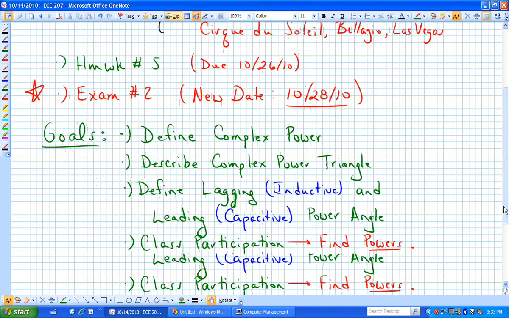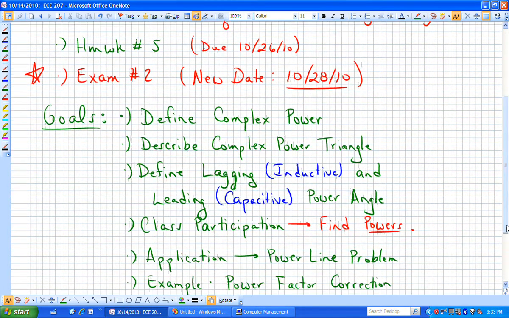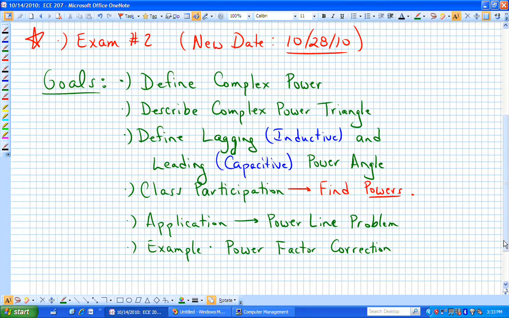For today's material, here's our laundry list that we want to cover, or our shopping list, whatever you prefer. Maybe you prefer to shop than you do laundry. I don't know, I seem like I'm doing both of those all the time, so it really doesn't matter.